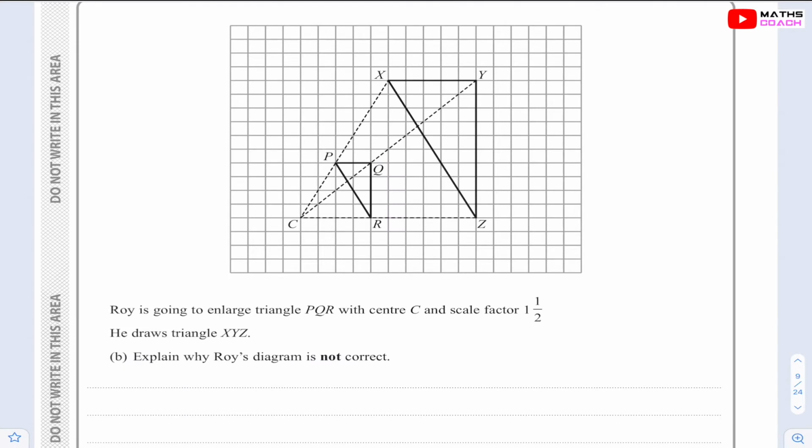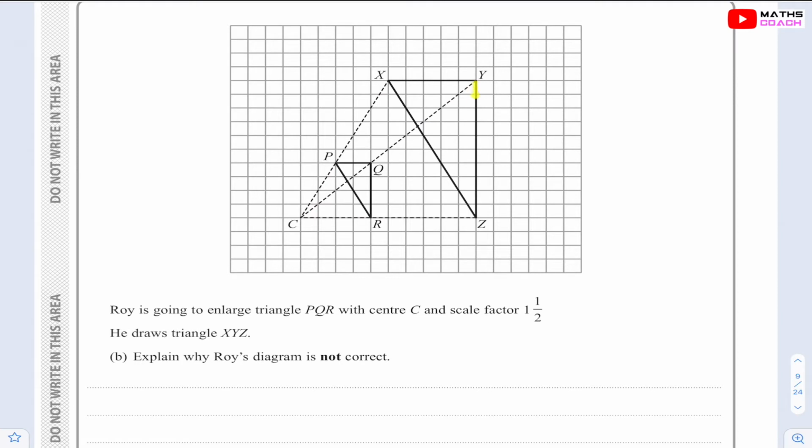Part B of question number 8, Roy is going to enlarge triangle PQR with the center C and a scale factor of 1.5. He draws triangle XYZ. Explain why Roy's diagram is not correct. Now, as you can see, he's done the center of enlargement okay. As you can see, it goes through every single vertex quite nicely, and that's all good. But where does the problem lie?